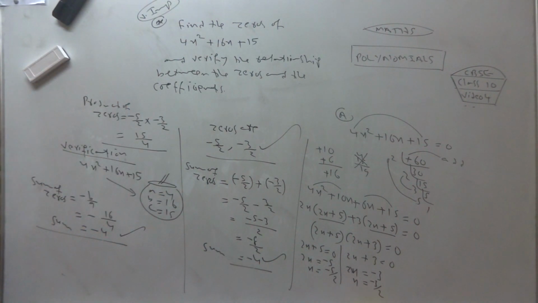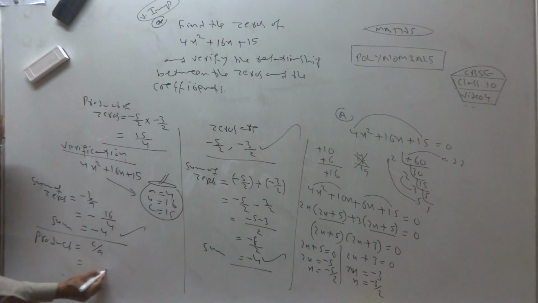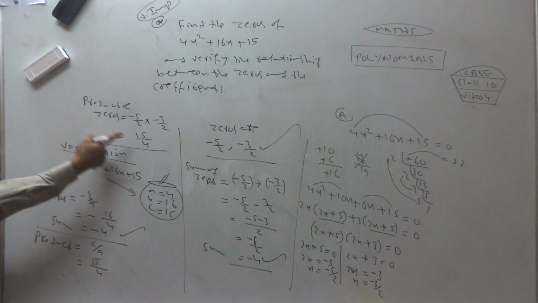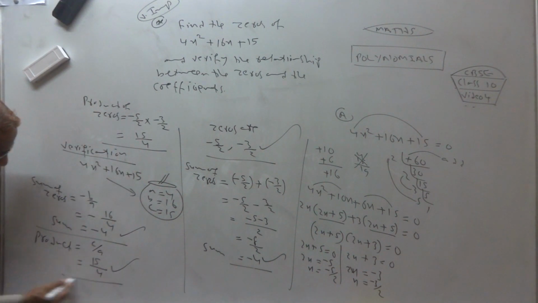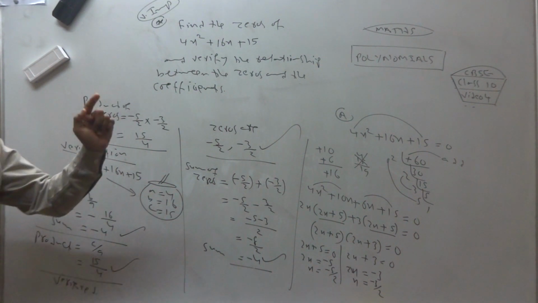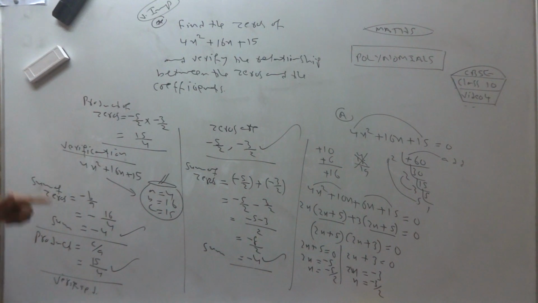Verification. What is the formula for the product? C by A. What is C here? 15. What is A here? 4. Now check, please answer. Product is 15 by 4, which is correct. So hence verified. So this is the way we do it: we find the sum, the product, verification, and check the answers. Okay.